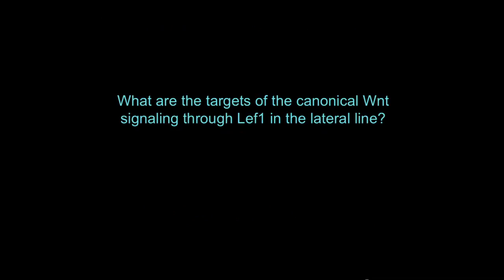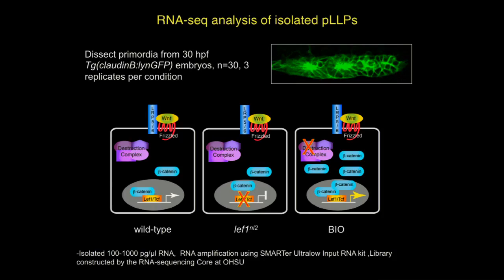So we next wanted to ask, we know now some of the molecular regulation that is required for proper collective cell migration in this organ system. What are the targets? What are the actual mechanisms that are regulating this process?